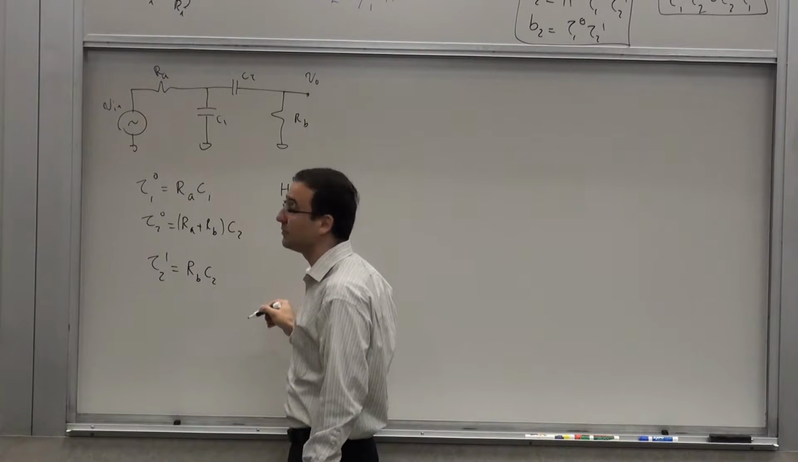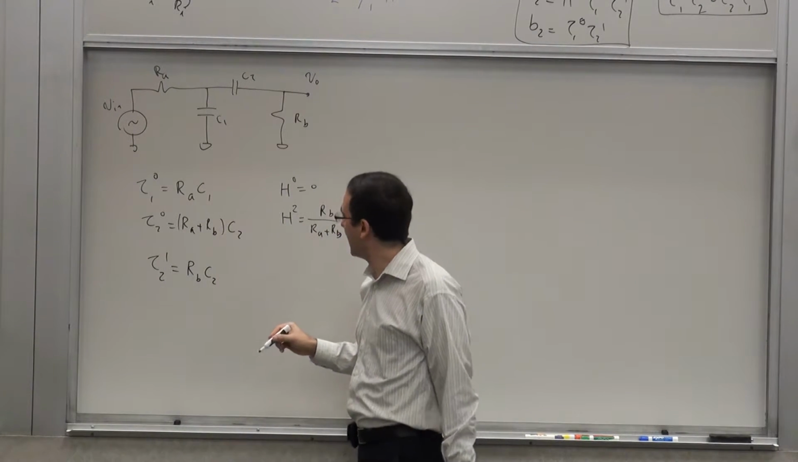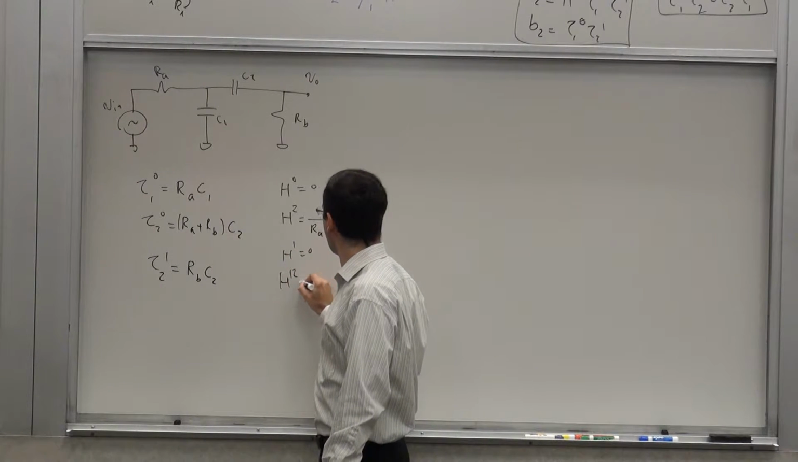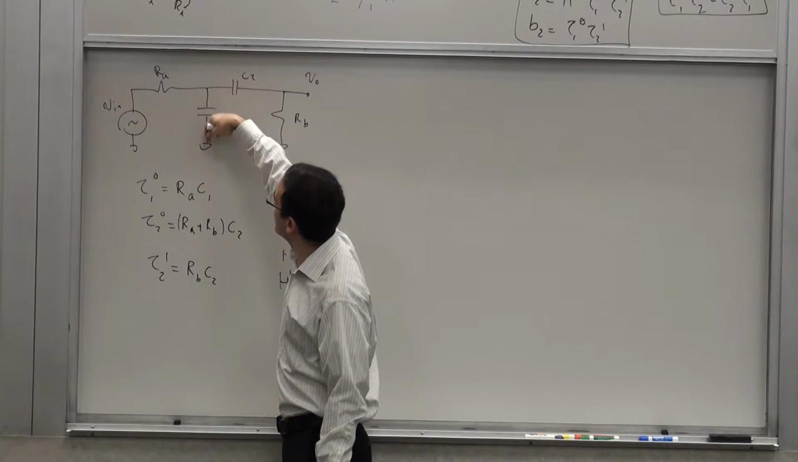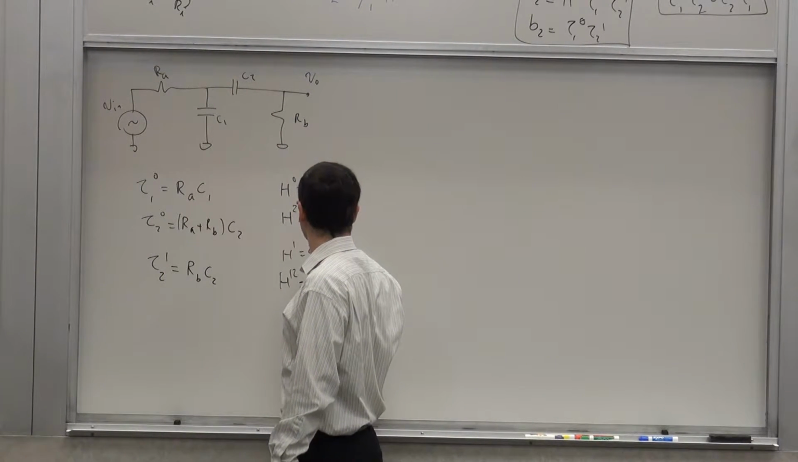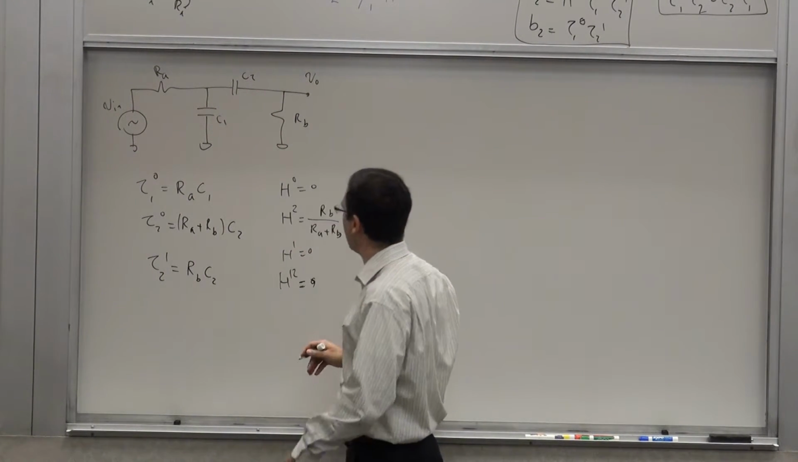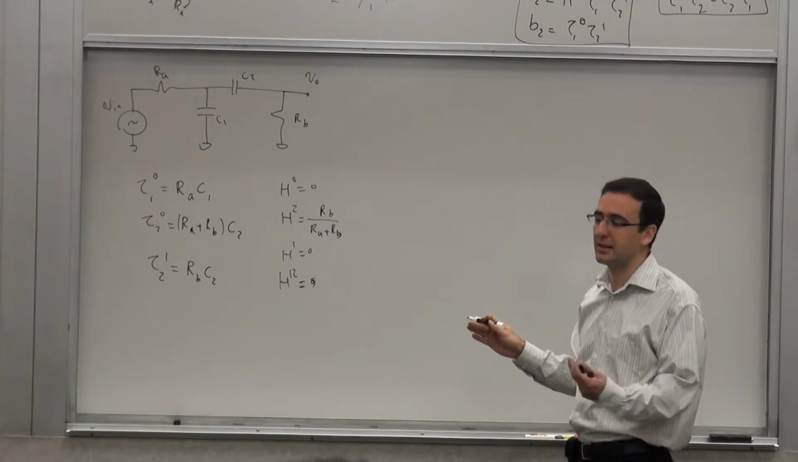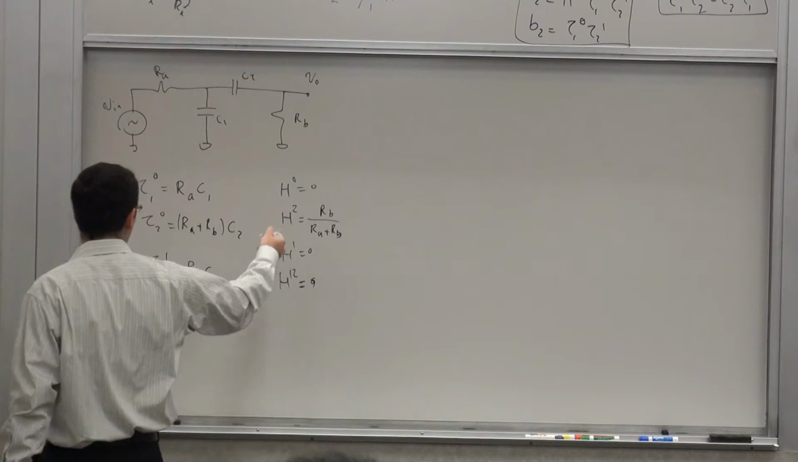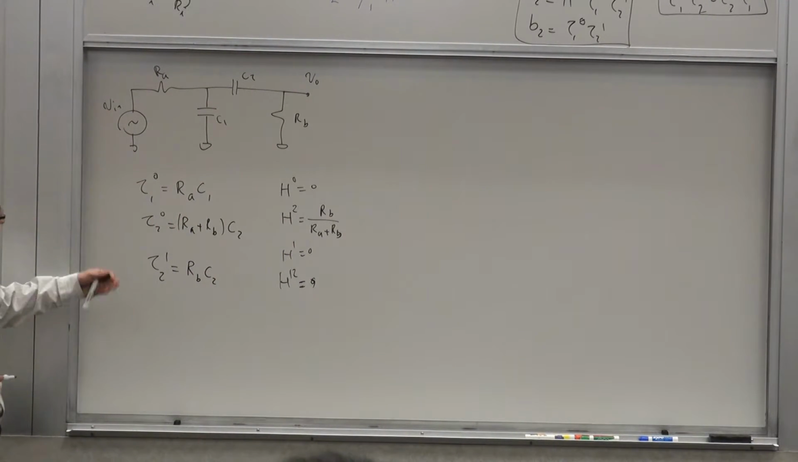And the rest of them are 0. The reason H12 is 0, H1 is obvious why it's 0. H12 is 0: both of them are shorted, but this shorts here, so you basically short the output to ground. So at this point, I'm done. I can try to plug it into the equation and get the form that I want in a second, but this is all I need.